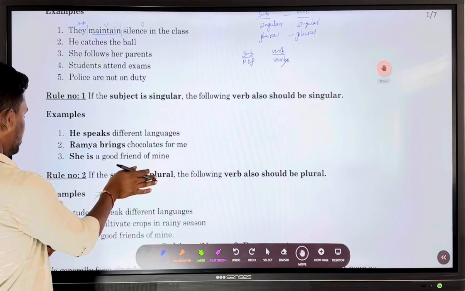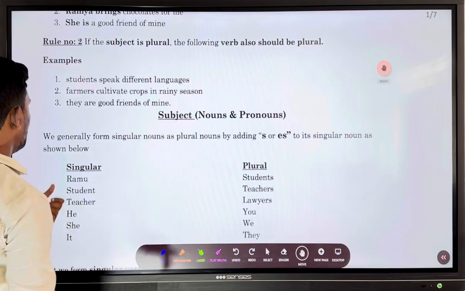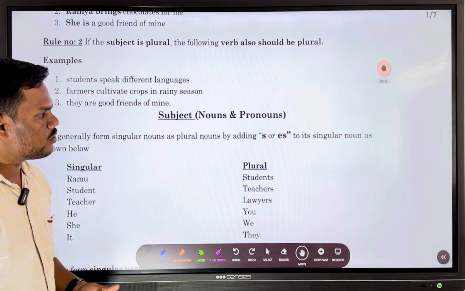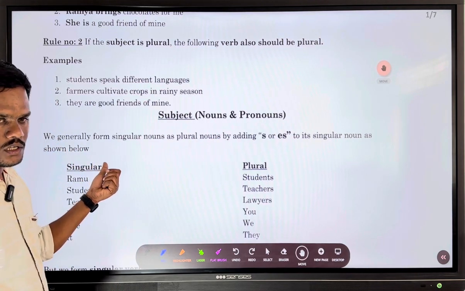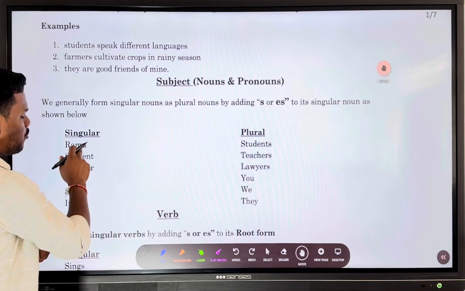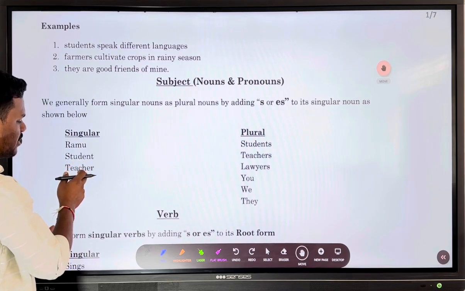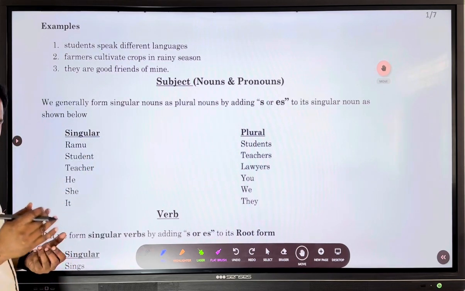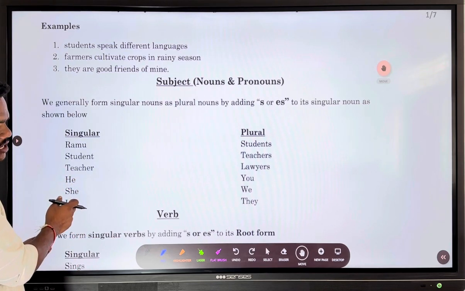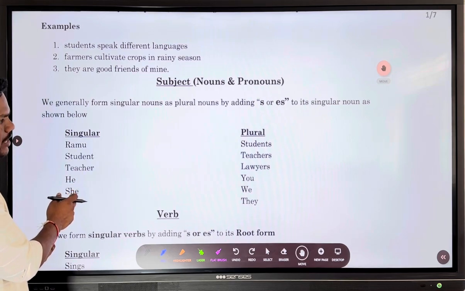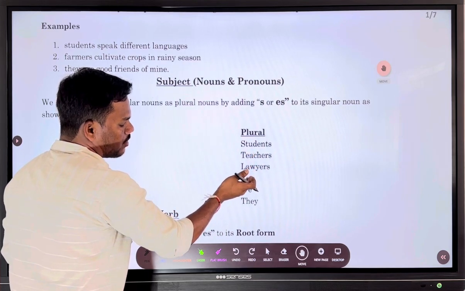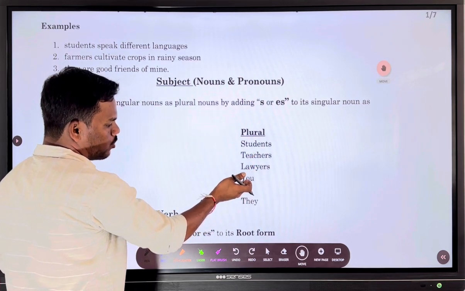when it comes to singular and plural forms, we generally form plural nouns by adding s or es to the singular noun as shown below. See, these are all nouns here, singular and plural. Ramu is singular, student is also singular, teacher is also singular. When it comes to pronouns, we have singulars and plurals by default. See, he, she and it, these are singular pronouns. When it comes to plural forms, students, teachers, lawyers, and when it comes to pronouns, you, we, and they, these are plurals.